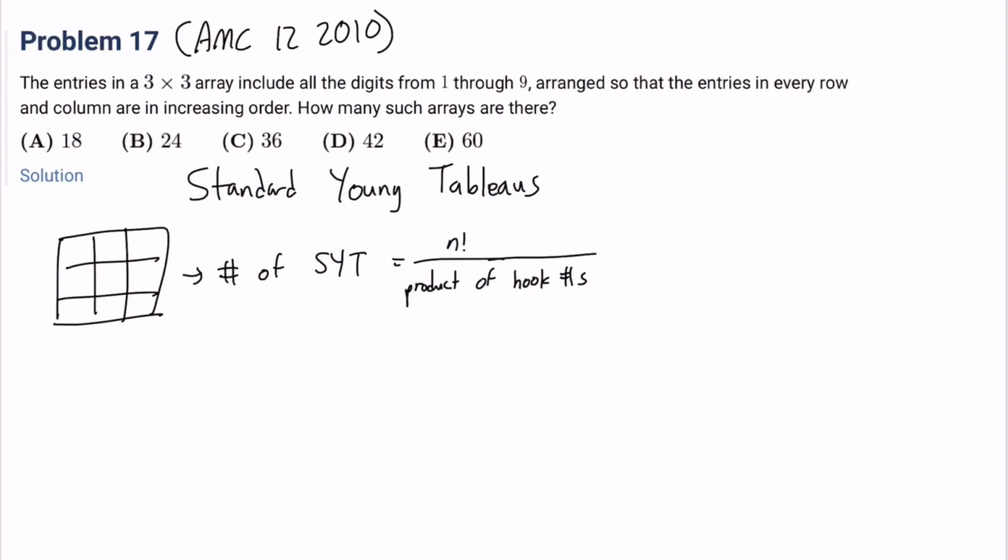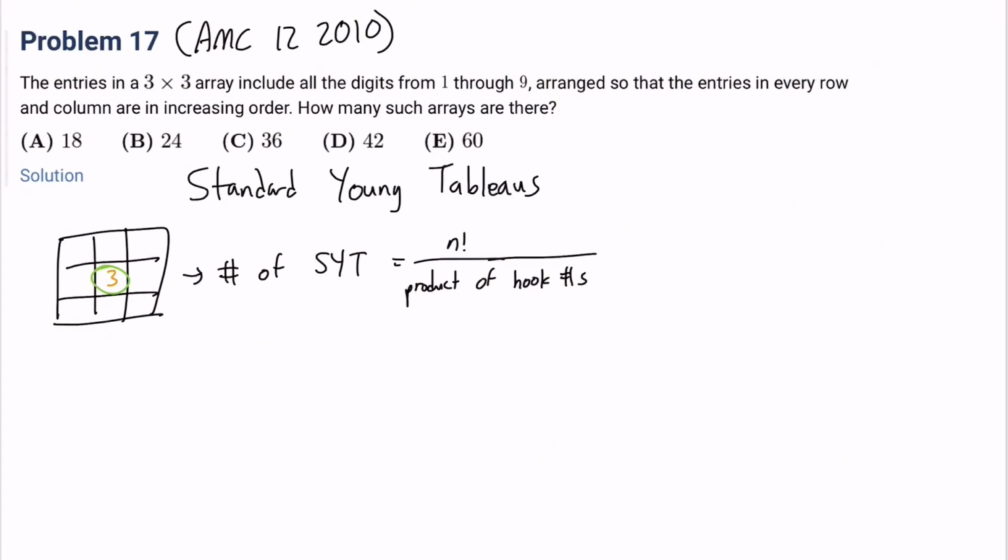Okay, so hook numbers. Let's say we choose this one. The hook number for that square will be the number of entries to its right and to its down, including itself. So to its right this much, and to its down that much. So the number of squares in here will be its hook number. It looks like a hook, that's why it's called that.